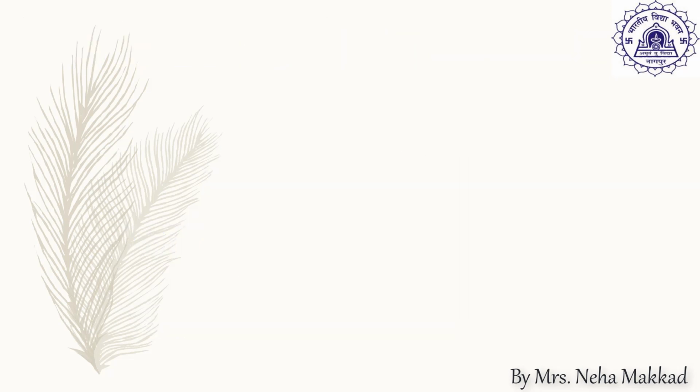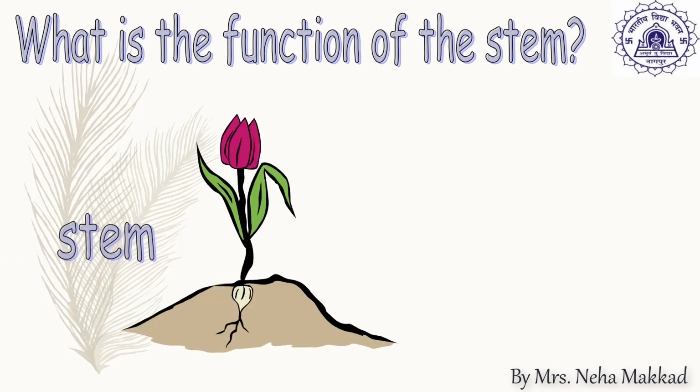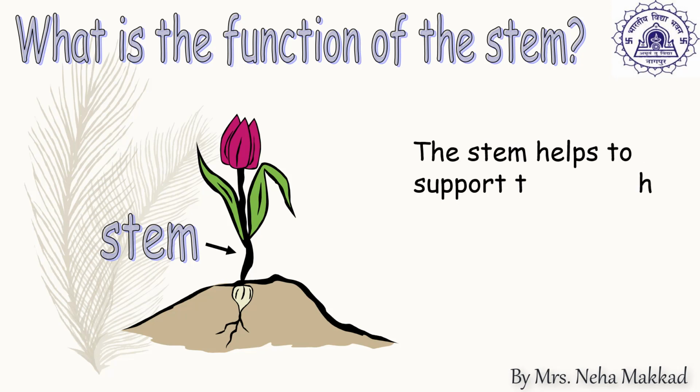After that, how does the stem help the plant or what is the use of the stem in the plant? The stem that you can see in the picture, which grows above the ground, helps to support the plant. Means it helps to keep the plant upright or straight. It helps a plant to stand straight.